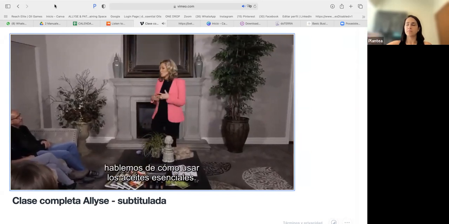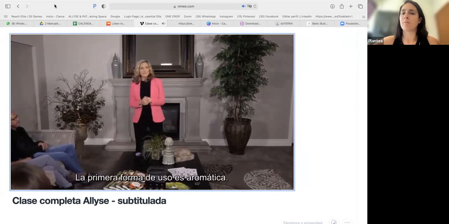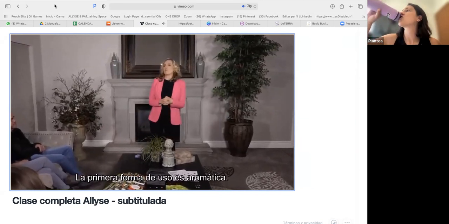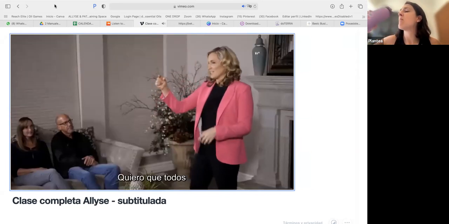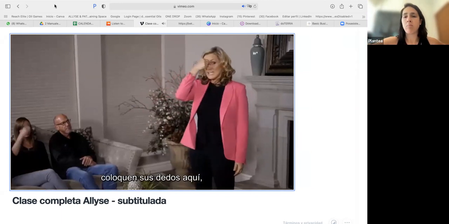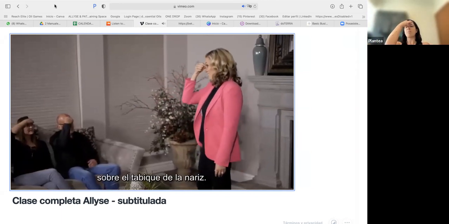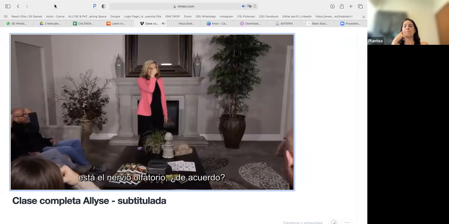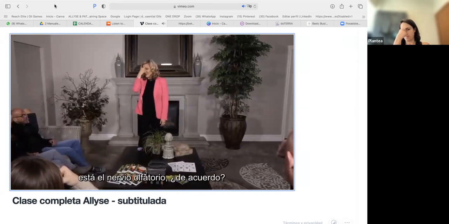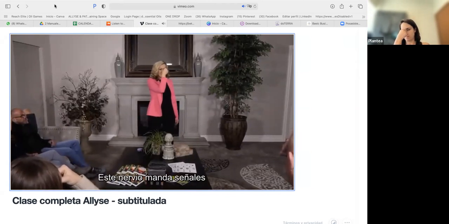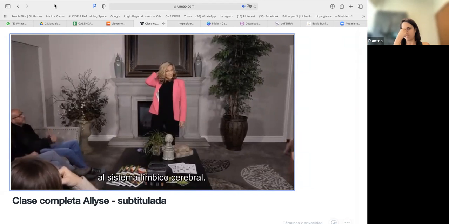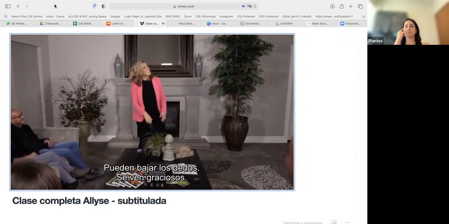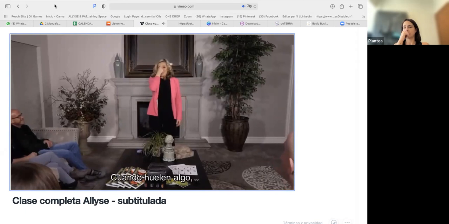Now that we know the 3 cool things about essential oils, let's talk about how we use essential oils. So the first way that we use essential oils is aromatically. I want everyone to take your fingers and place them right here above the bridge of your nose. Right under your fingers is what's called the olfactory nerve, okay? And that olfactory nerve sends signals to your limbic system in the brain. You can put your fingers down, you look a little silly.